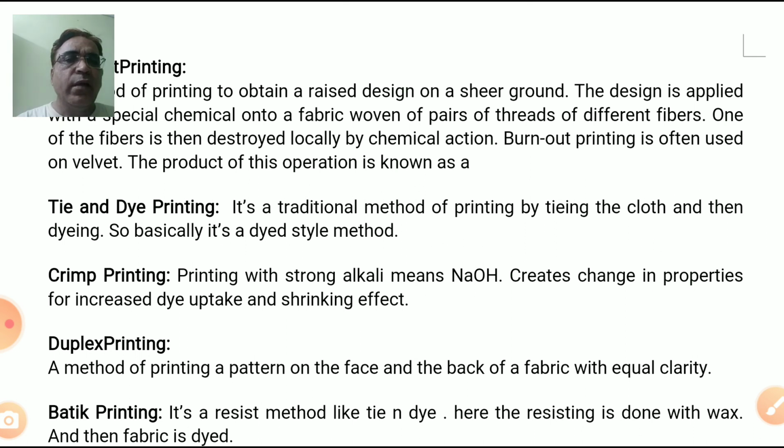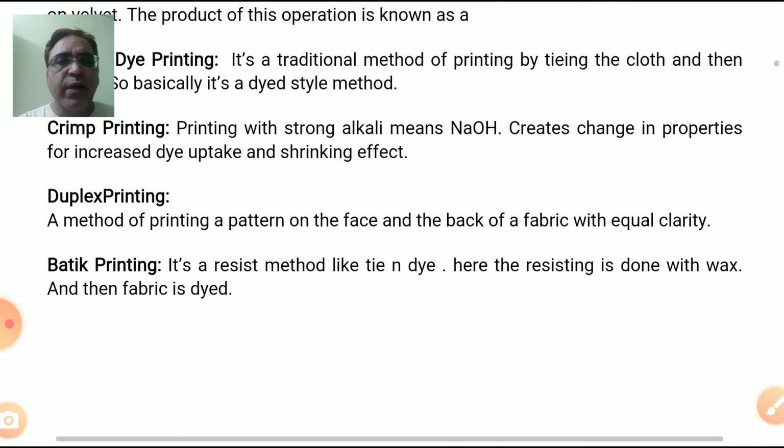And if we dye the material, the dye taken up will be more in the printed area. So this gives you a crinkled effect and a variance of dyeing, and it is called crimp printing. Next is your duplex printing. Normally when we print, only one face of the fabric is printed. But in duplex printing, we get print on both the face and the back of the fabric with equal clarity. So this is called duplex printing.